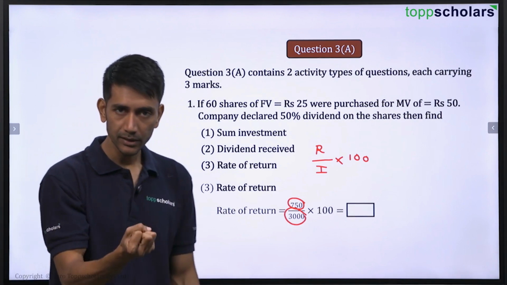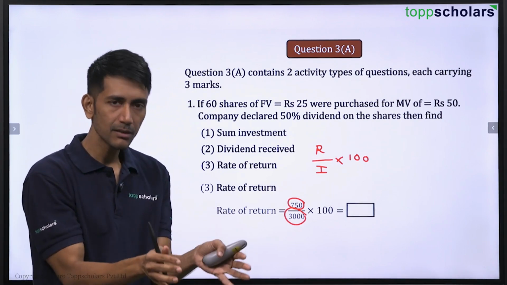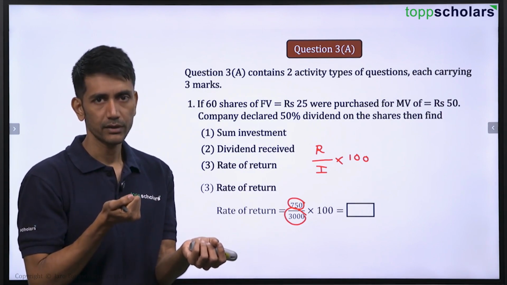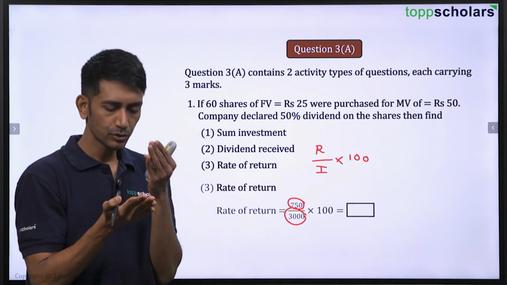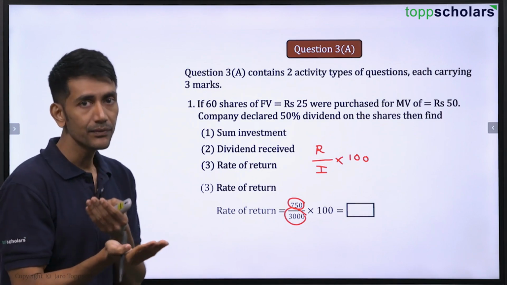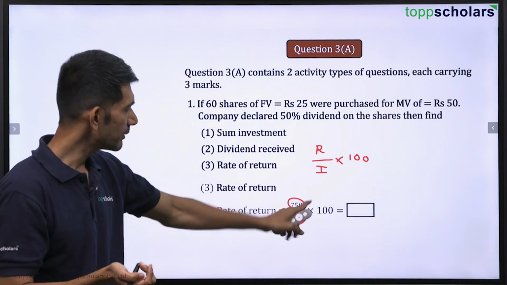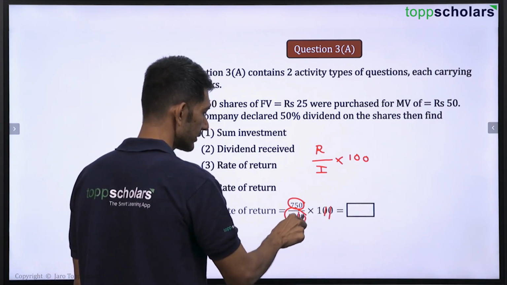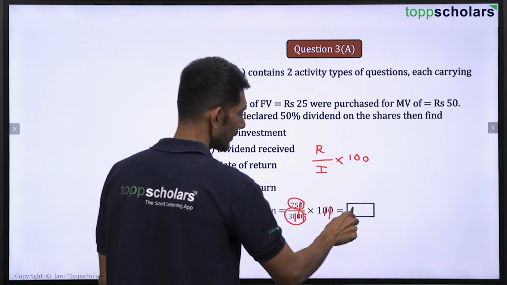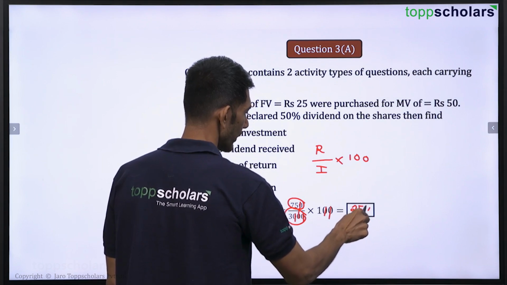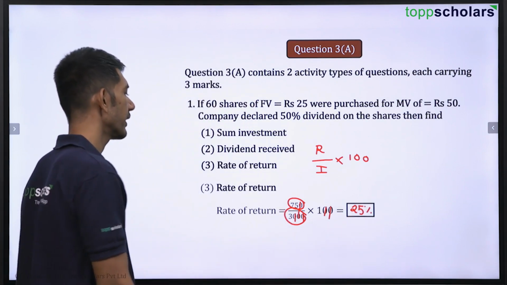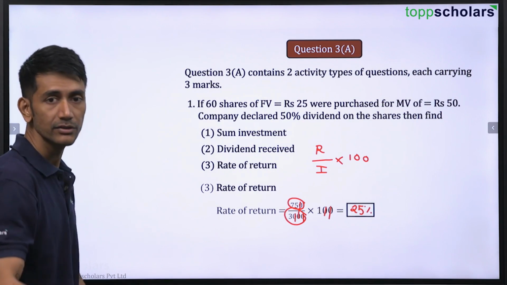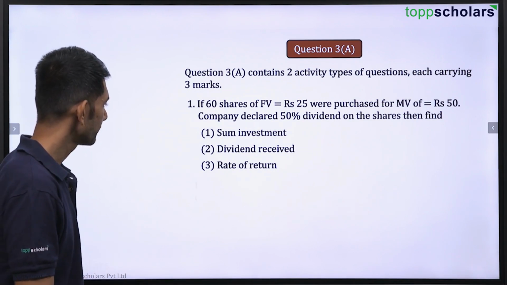You received something, you invested something. You invested some money in the bank or in shares. You received something out of it. That is your profit basically. So that divided by the investment multiplied by 100. So this gets cancelled, 2 zeros, this gets cancelled, this gets cancelled, that is 25. So 25% is the return of investment. That's it. So we've got the answer. The rate of return is 25%.